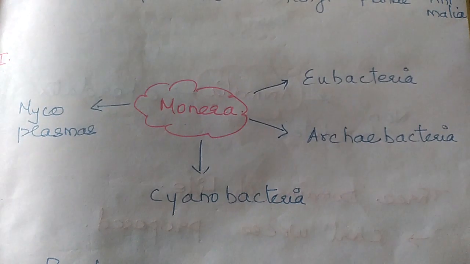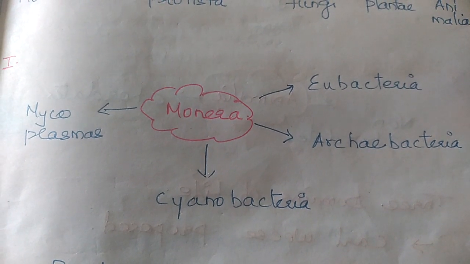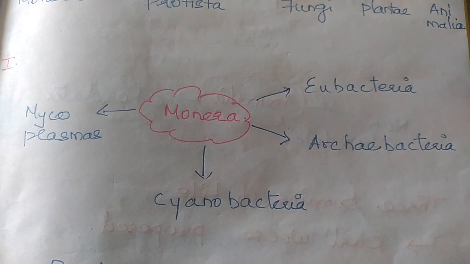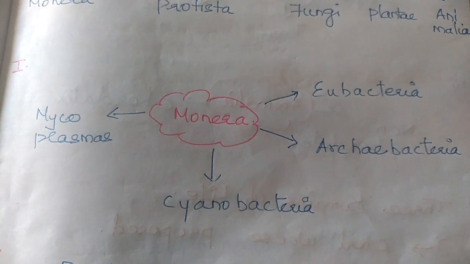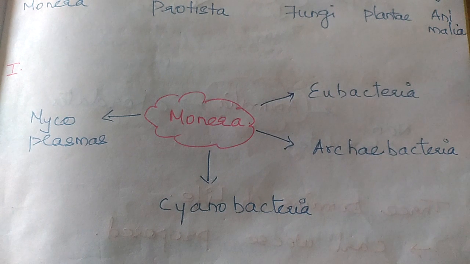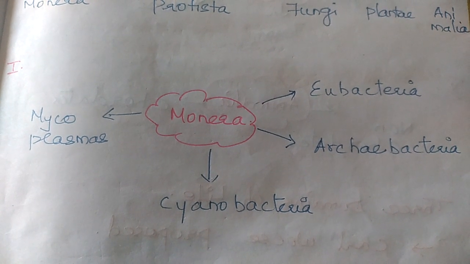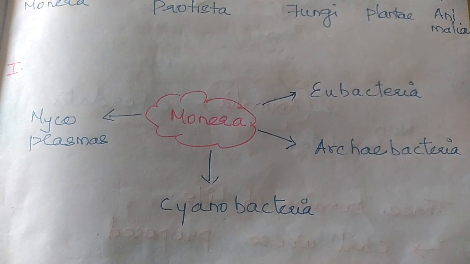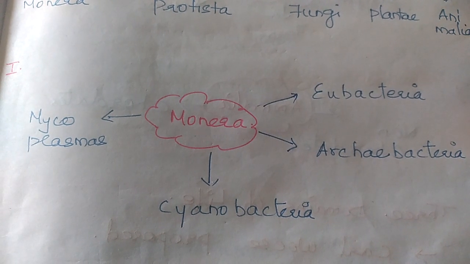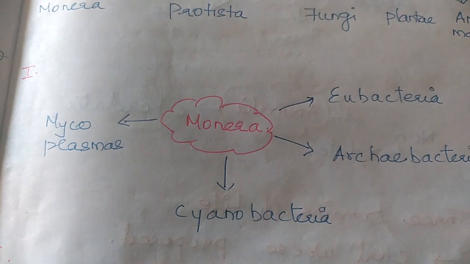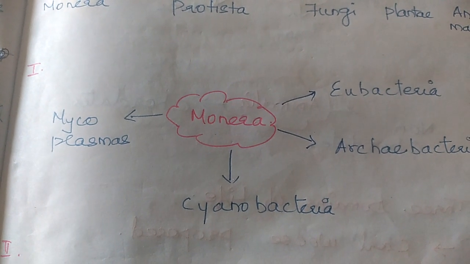And the next important part is to study the members of each kingdom. So the first kingdom is Monera. In this Monera kingdom, the members are Eubacteria, Archaebacteria, Cyanobacteria and Mycoplasmas.